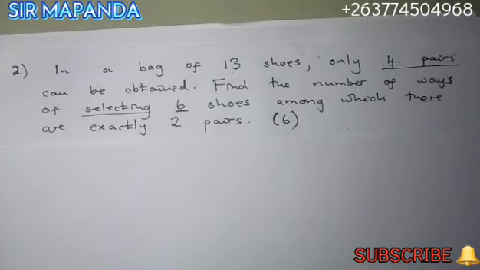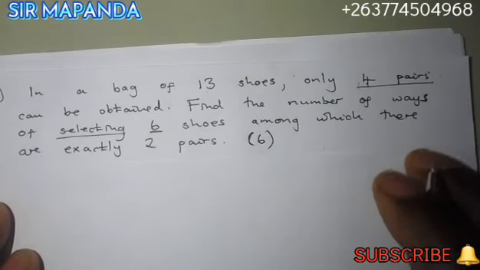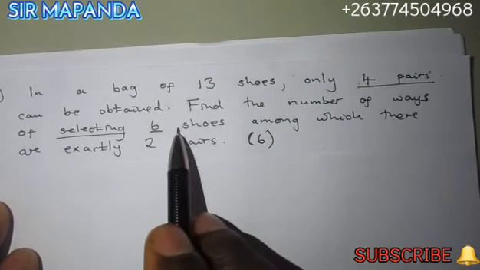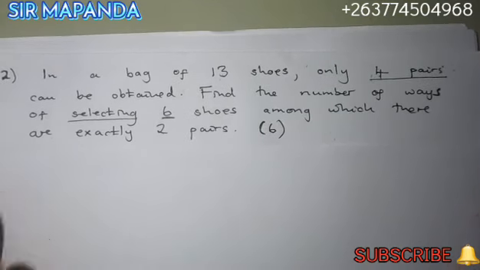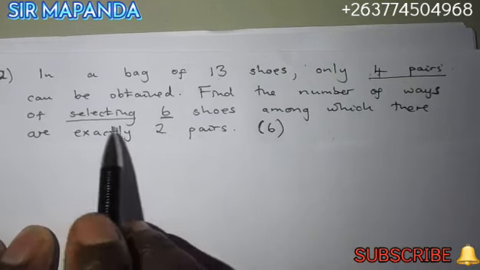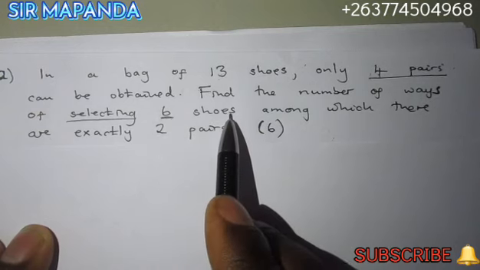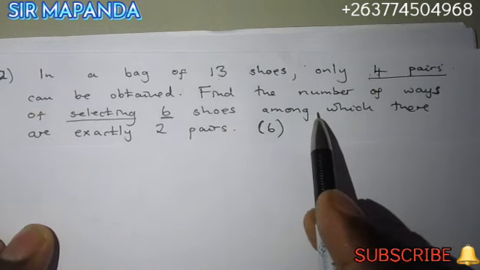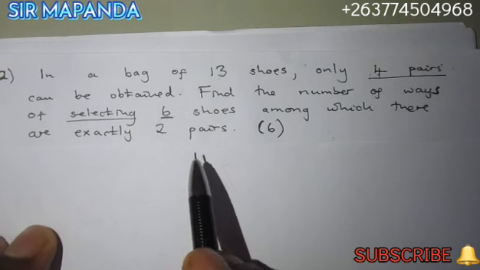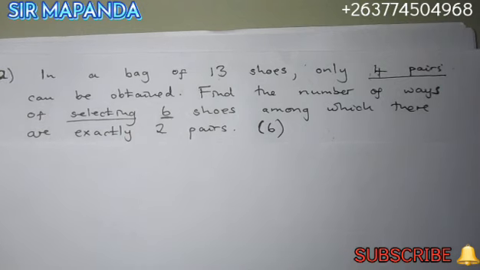Right, we are now moving on to question number 2. It reads: in a bag of 13 shoes, only 4 pairs can be obtained. Remember, for it to be a pair, it must be a complete set of shoes with the left shoe and right shoe available. Find the number of ways of selecting 6 shoes, among which there are exactly 2 pairs of shoes.